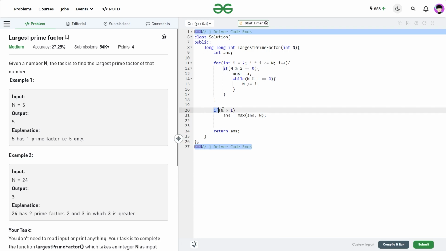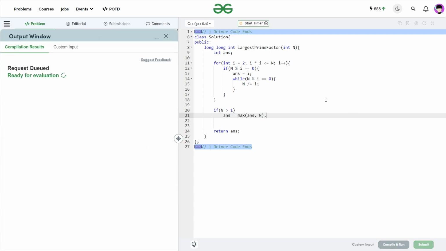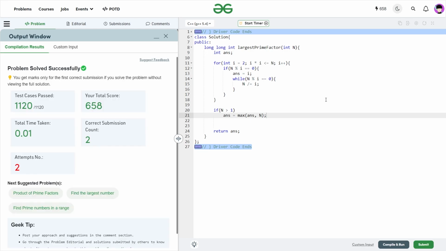Now at the end, if n is greater than 1, that means there is only one prime number remaining in n, right? And that can also be one of our possible answers. So I can just update my answer as max of answer comma n and then just return my answer value. So this was the whole solution. Let me just quickly submit this and show you that this particular code works. So you see, it passes all the test cases and the solution is absolutely correct.